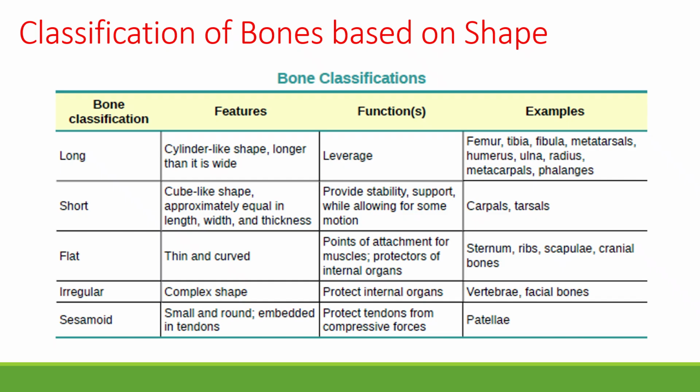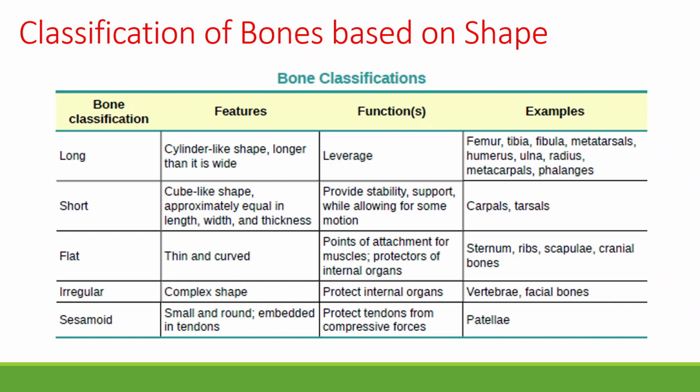So we'll start with a long bone. A long bone is longer than it is wide. Longer than it is wide. So these are all about leverage. These are the ones that we're going to have muscles attached between two of them spanning a joint. That's going to cause movement. So things like your femur and your tibia and your fibula.